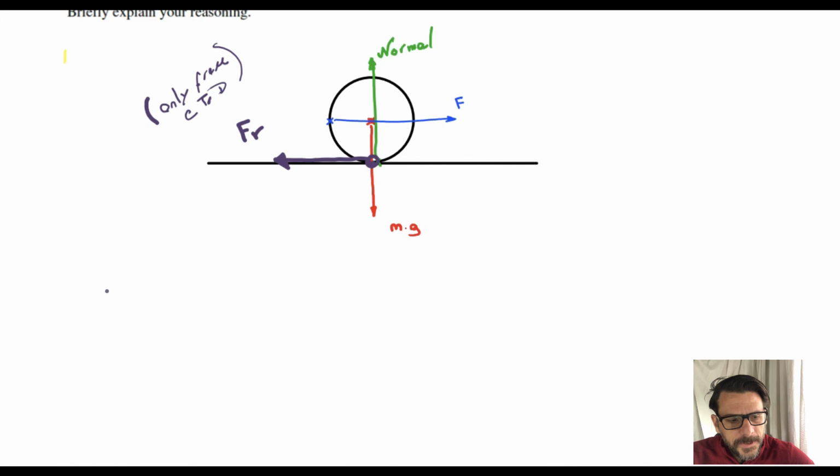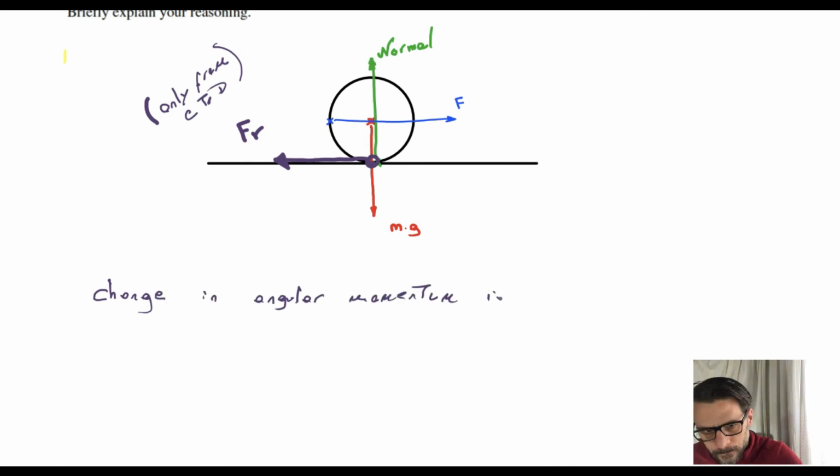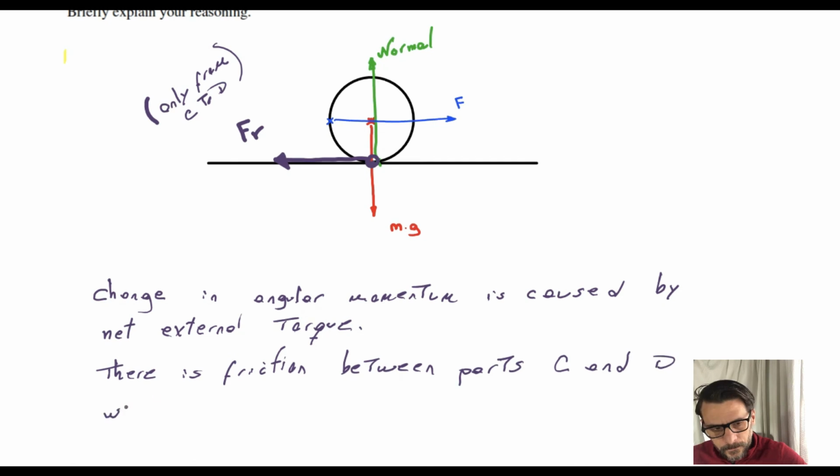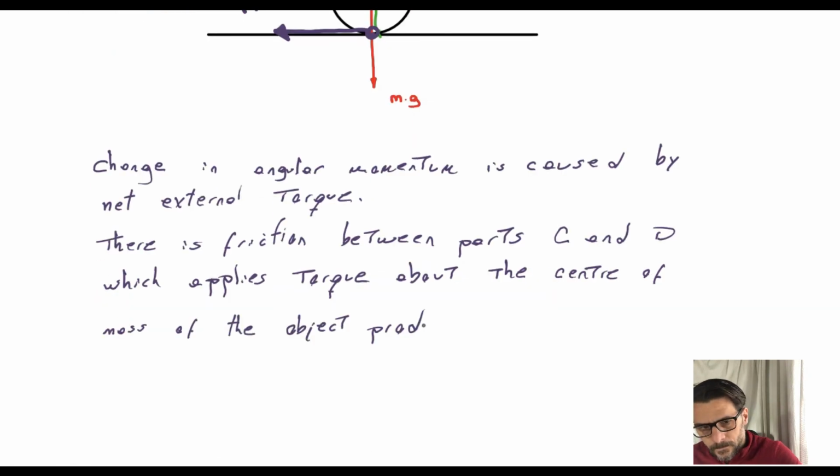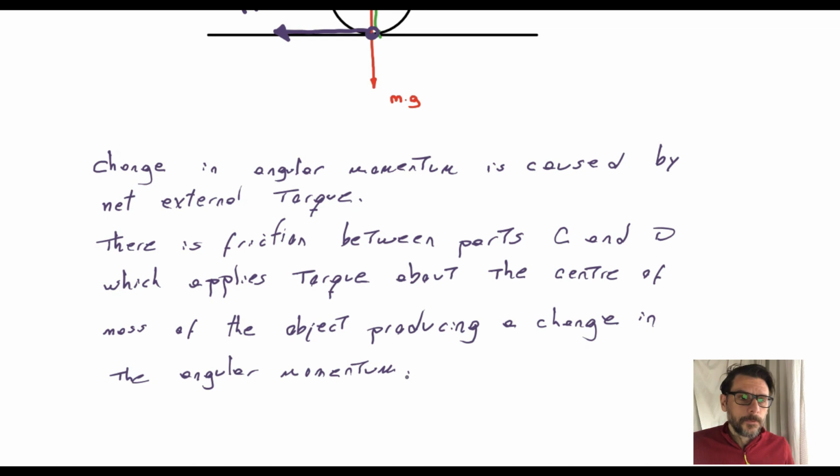We must say that the change in the angular momentum, let me write it down. I hope that you can read my handwriting. So, this is how we can briefly explain our reasoning. Change in angular momentum is caused by a net external torque. That's a fact, a physics fact. There is friction between parts C and D, which applies torque about the center of mass of the object, producing a change in the angular momentum. So that's it. Only between regions C and D, there is a change in angular momentum.